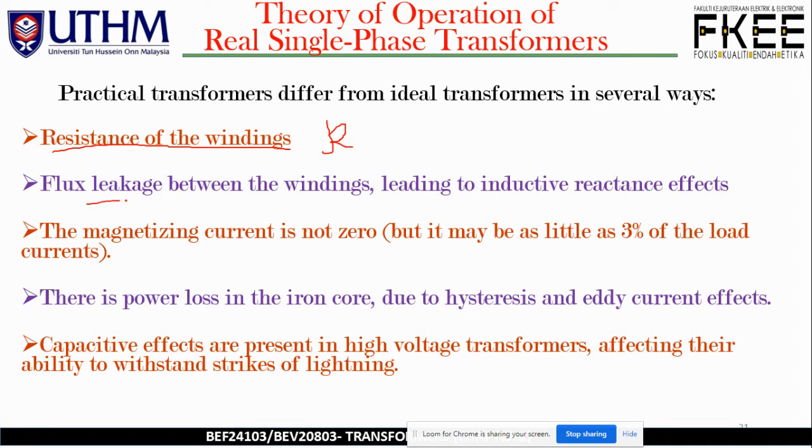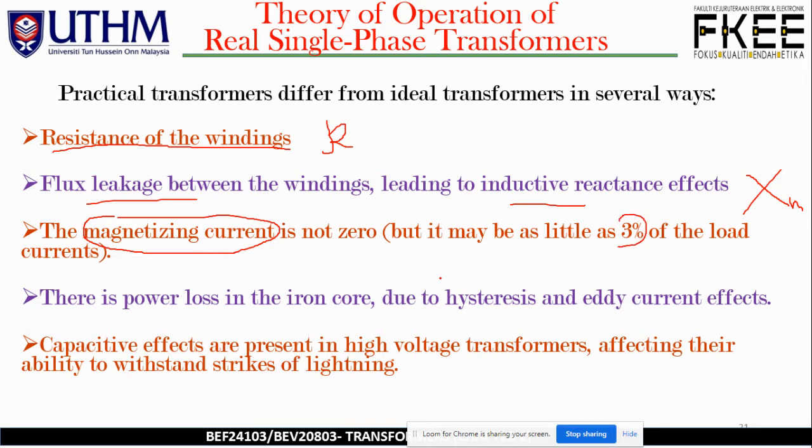Then we have the flux leakage between the windings that leads to inductive reactance effects, so the reactance X, for example. And then the magnetizing current is not zero, but it may be as little as 3% of the load current. So this is what we consider with the magnetizing current. The amount is about 3% of the load current.